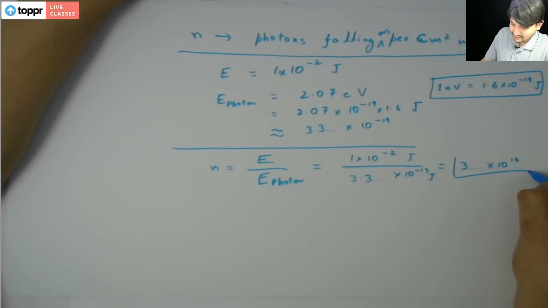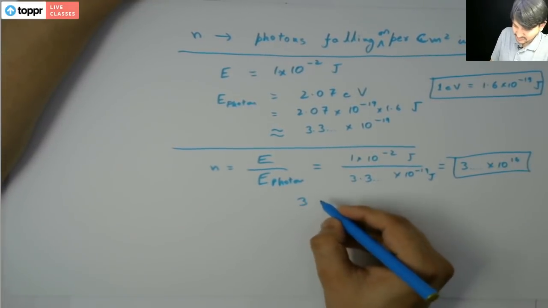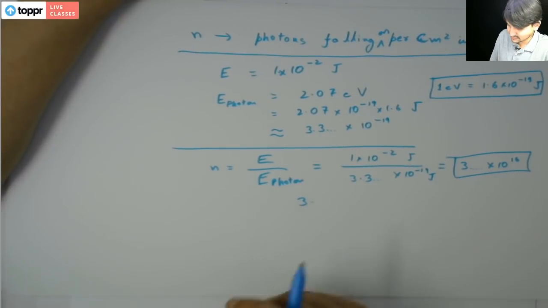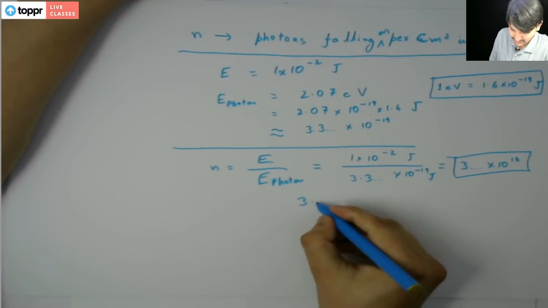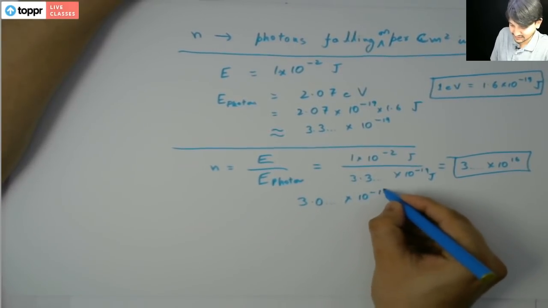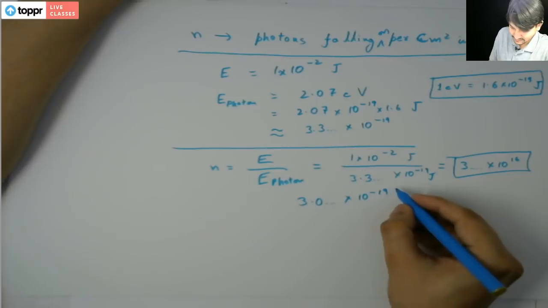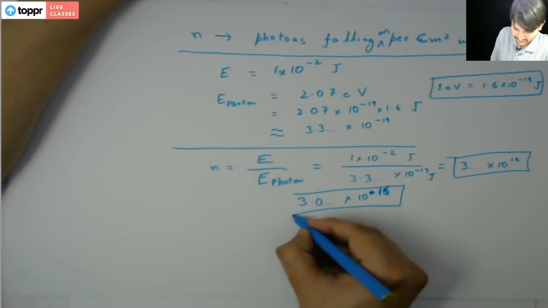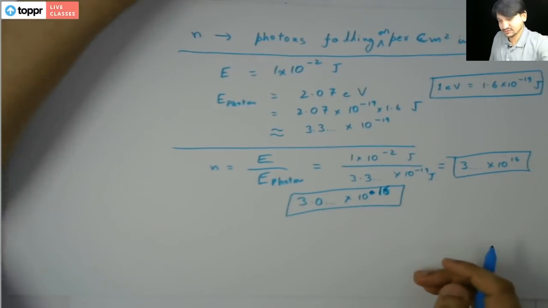So this number here would be around 3 point something, 3.0. If I use a calculator, I would be more close. It would be around 3.0 something into 10 to the power 16. This is the number of photons, a large number.